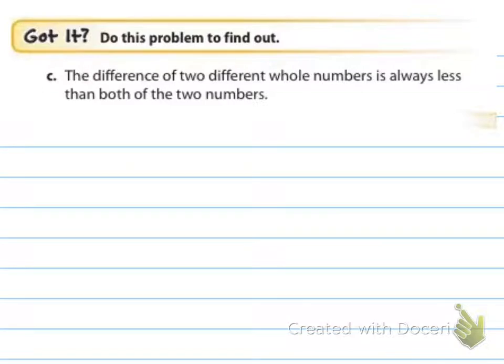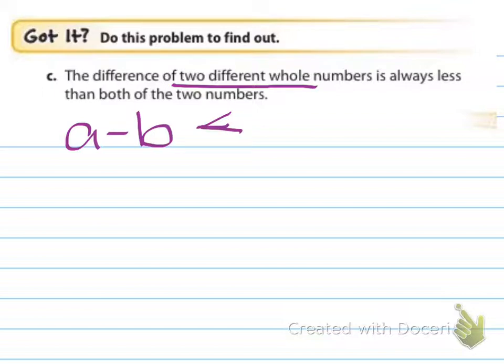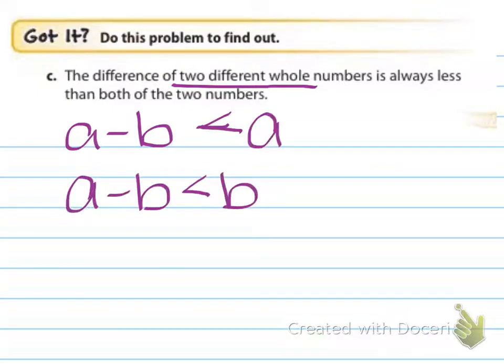So now here's a got it for you. The difference of two different whole numbers is always less than both of the two numbers. So let's say the difference of two different whole numbers, so I'm just going to say A minus B is always less than both of the two numbers. So that's saying that A minus B is always going to be less than A, and that A minus B is always going to be less than B.